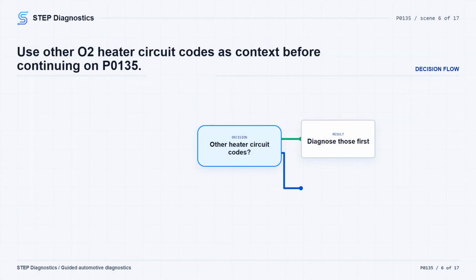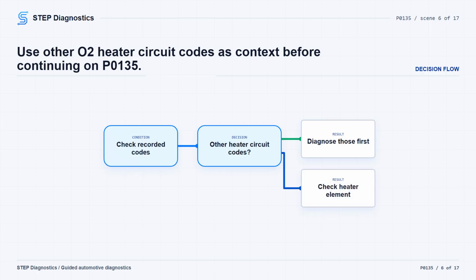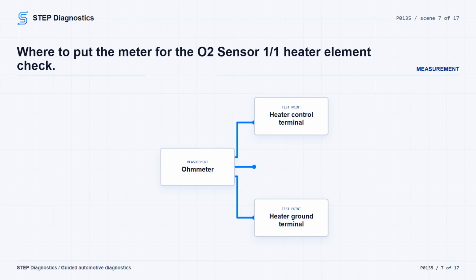After the active test, check the recorded codes. If other O2 sensor heater circuit codes are present, diagnose those heater circuit faults first. If there are no other O2 sensor heater circuit faults pointing you elsewhere, continue with the O2 sensor 1/1 heater element resistance check.